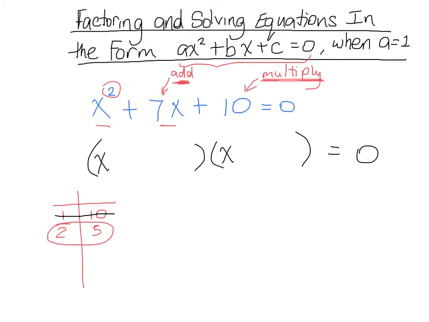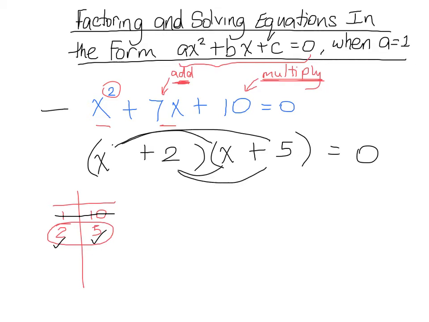So in our parentheses, we would have plus 2, the first number, and plus 5. If we were to multiply everything out, first, outer, inner, last, FOIL, that would give you your original equation. We're not going to do that, but that's a great way to check if you are correct. And in this case, we are. So now we're ready to finish the problem.